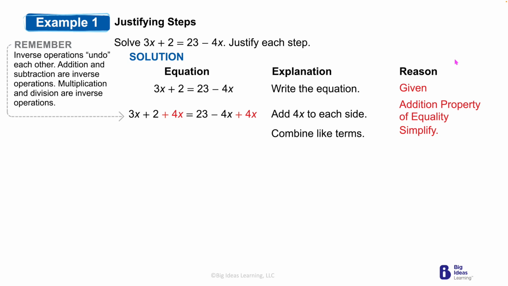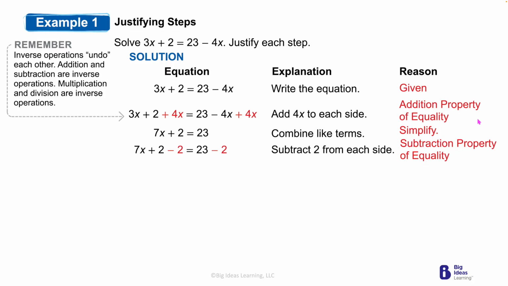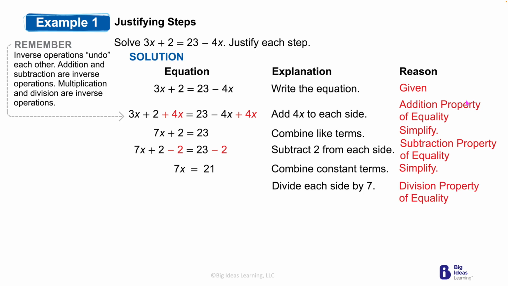Then we would simplify by combining like terms, and we'd have 7x plus 2 equals 23. So the equation part, that's nothing. This part over here is going to drive you crazy. You have to explain everything you did and tell me the reason why you're able to do it. Now we're going to subtract that 2. We're going to simplify it again by combining the constant terms, or still like terms, whatever. Then we're going to divide by 7 and get x equals 3.